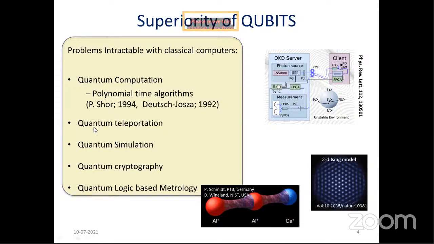You can do cool things like quantum teleportation, which is nothing but transporting the quantum mechanical state to some other state, or copying the quantum mechanical state. I mean, it's not really copying, but it's called teleportation. You can also do quantum simulations.